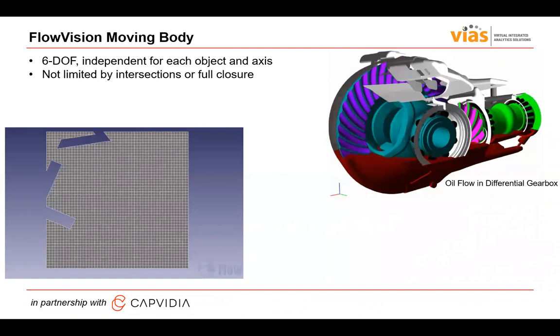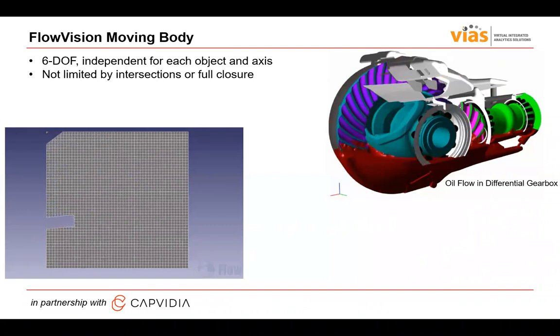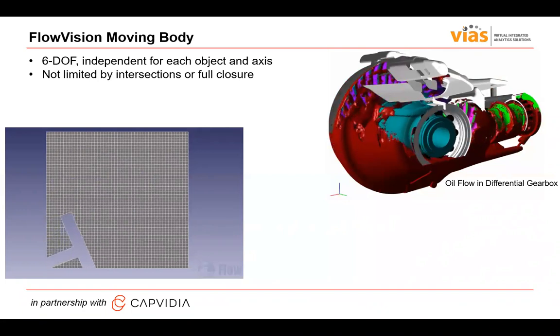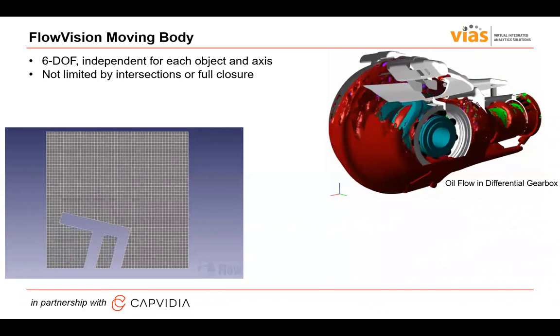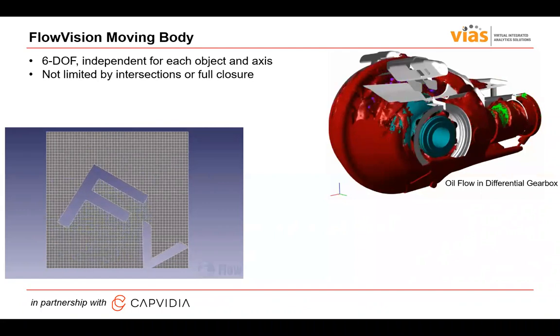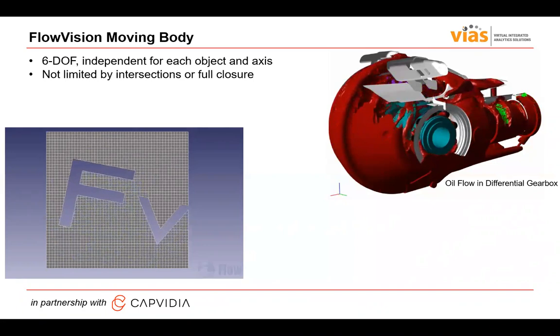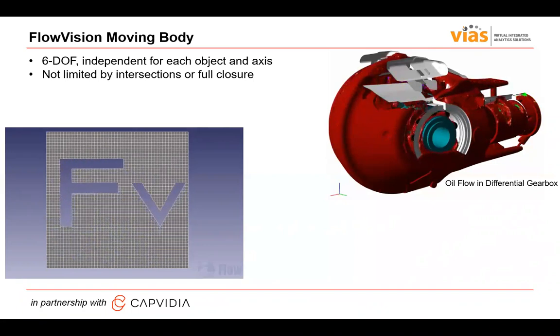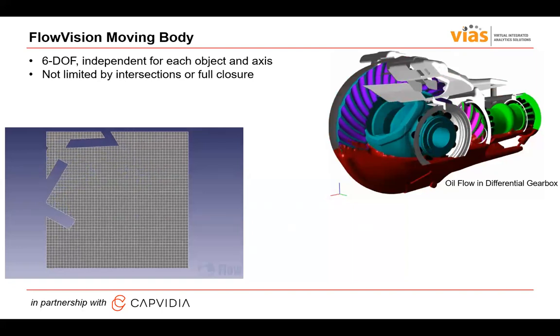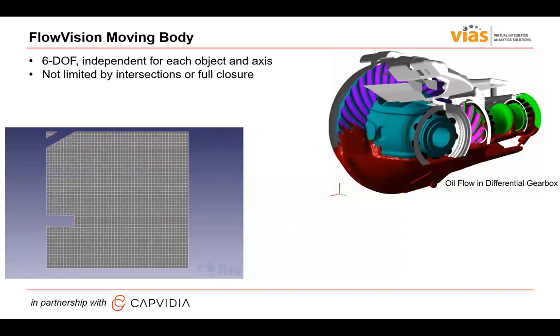As you can see on the left, a moving body can get out of the computational domain and get back in the computational domain, or as you can see on the right, on a gearbox from the automotive industry, we have the gears rotating, we have the bearings rotating, we have very small gaps between them, and also some parts are touching each other. And you can also see this is a multi-phase flow, so all those can be included in a simulation without any limitations.